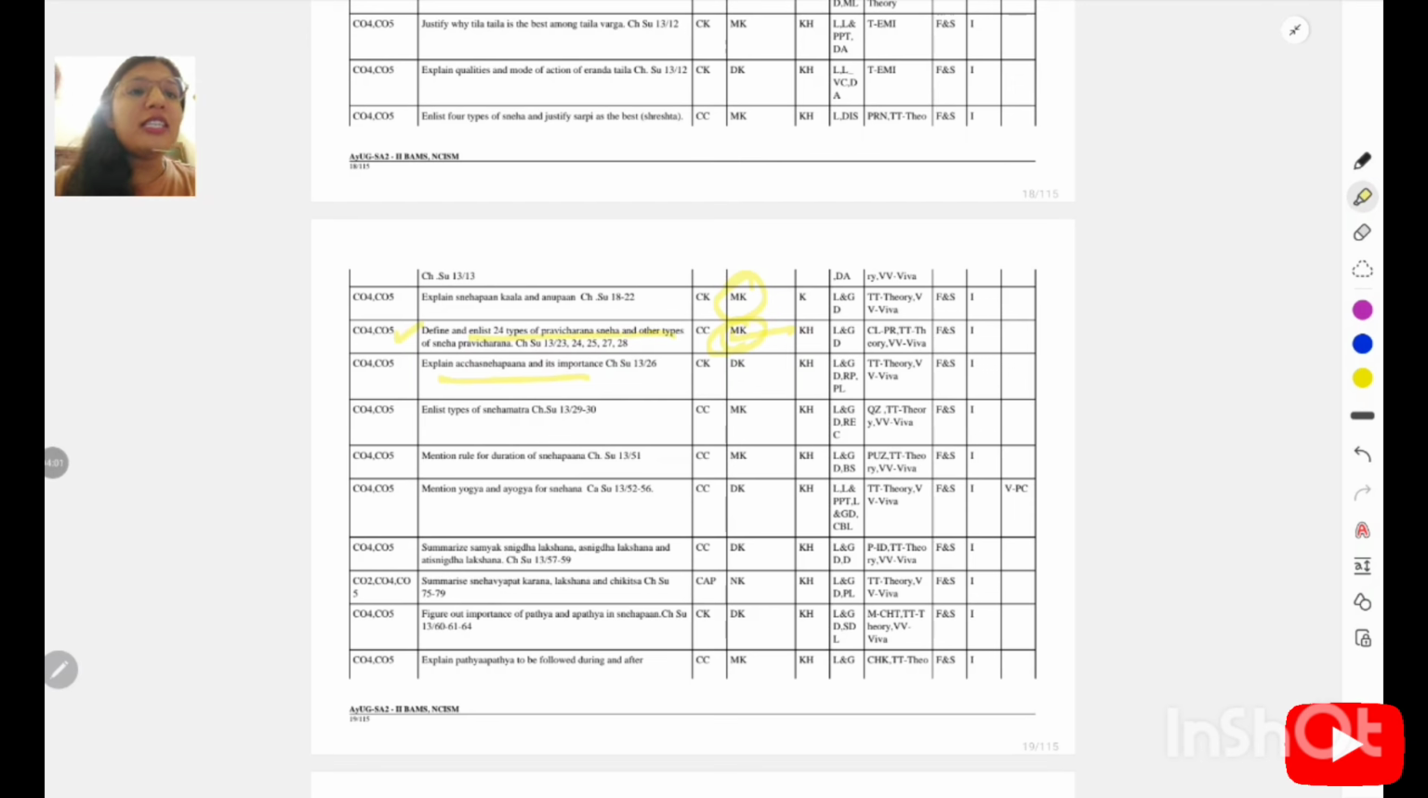For example, this is an MK topic, so sometimes they will ask to define and enlist the 24 types of pravicharana sneha. If you study the whole concept and the whole book but don't know the heading of that question, it will be difficult for you. So first of all, you have to write the headings given in the syllabus in your text, and mark that it is an MK portion. Especially for the MK portion, we have to do this before starting any sthana or any chapter. So this is the clear point.